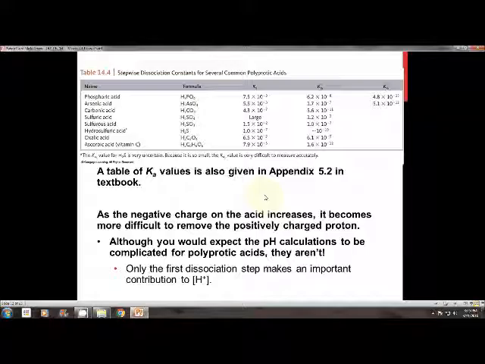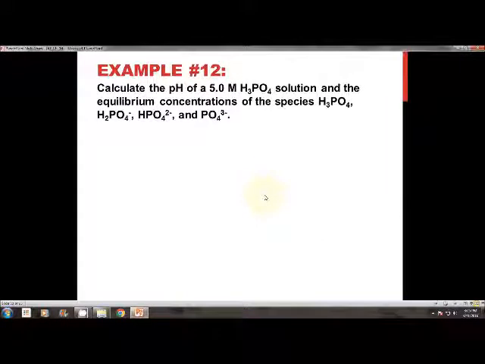So we are actually going to use the numbers for phosphoric acid from this table in example 12. For example 12, we need to calculate the pH of a 5 molar solution of H3PO4, and the equilibrium concentrations of the phosphoric acid and of each species as it loses a proton.